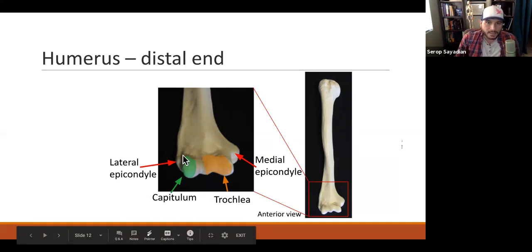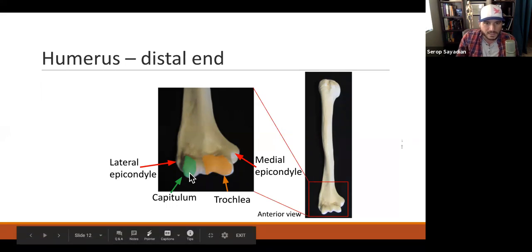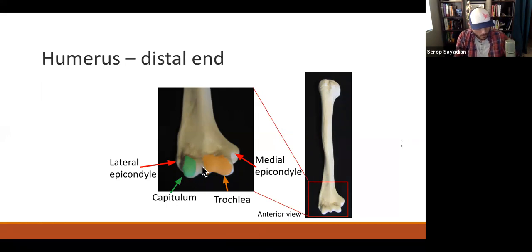Okay, and then you're going to have the actual parts of the elbow joint that sit inside the joint, which is the trochlea and the capitulum. This will make more sense in a second. There's 2 bones in your forearm, and those 2 bones are going to attach at these locations. One of them is going to attach to the trochlea, one of them is going to attach to the capitulum. But for now, let's just focus on the epicondyles.